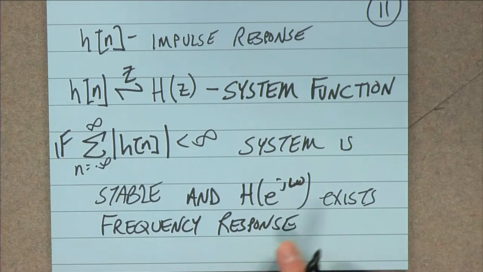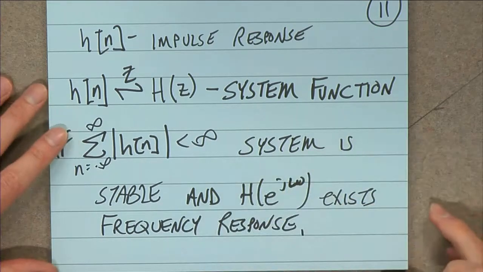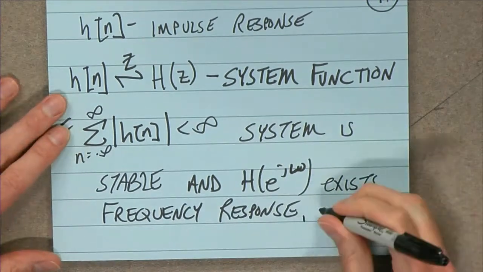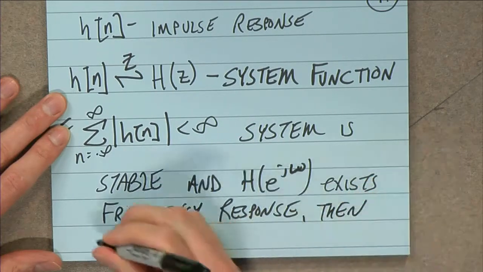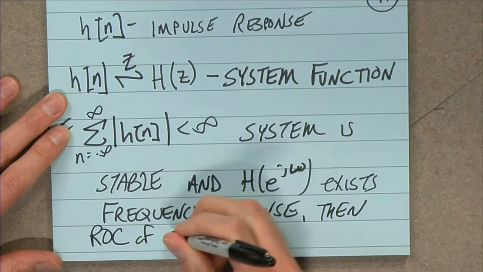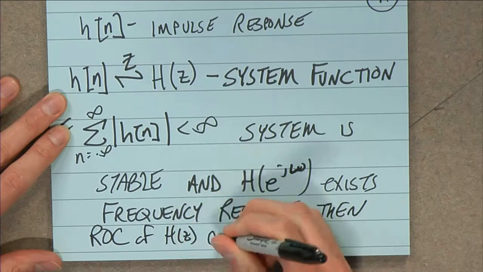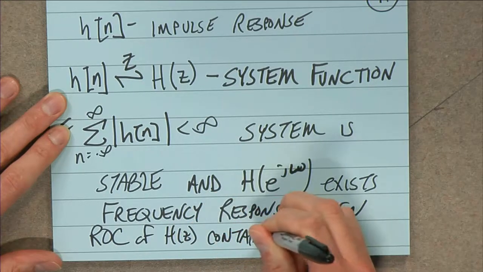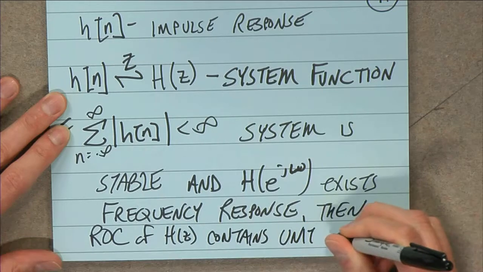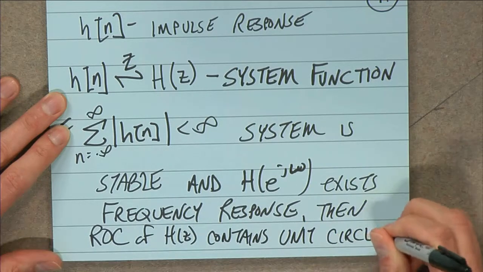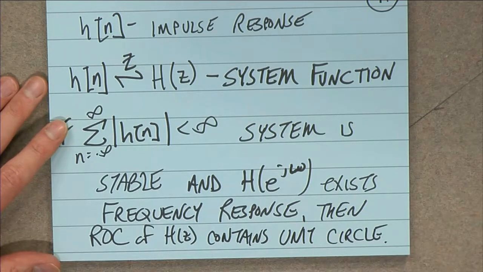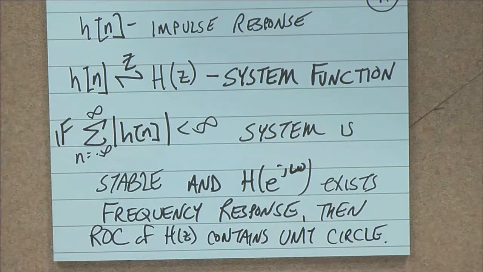And I guess if that's the case, what else can we say? If you know this, then the ROC of H(z) contains the unit circle. Right, and it kind of goes back to if h[n] was a general sequence and its ROC contained the unit circle, then you'd know the Fourier transform would exist, which we like to call the frequency response when we're talking about impulse responses.